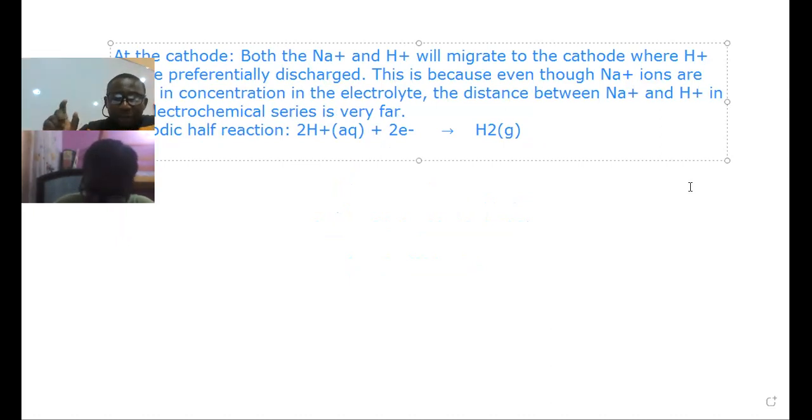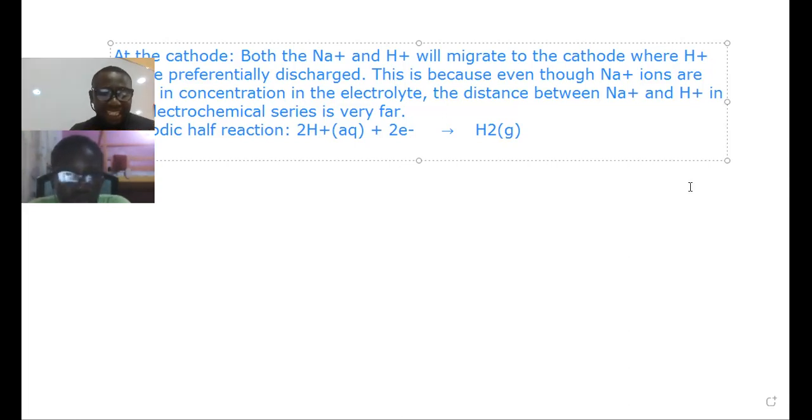Why? Sodium ions are more in concentration, number one. Number two, the distance between sodium and hydrogen is very far. Look at where sodium is. Sodium is at about number 2 in the electrochemical series. And look at where hydrogen is. From sodium, 1, 2, 3, 4, 5, 6, 7 is quite a distance in the electrochemical series. So because of that, hydrogen will be discharged. Effect of concentration. Now, let's go to the anode. What will be discharged at the anode?